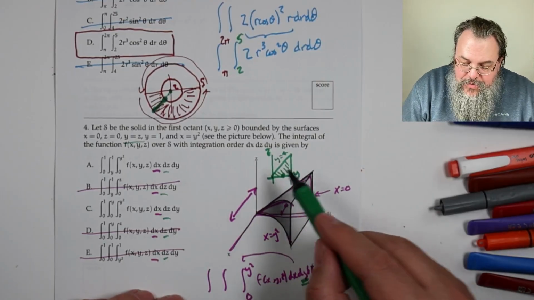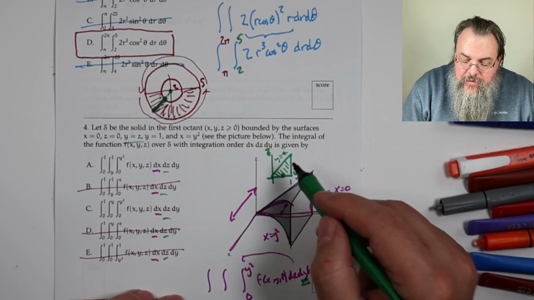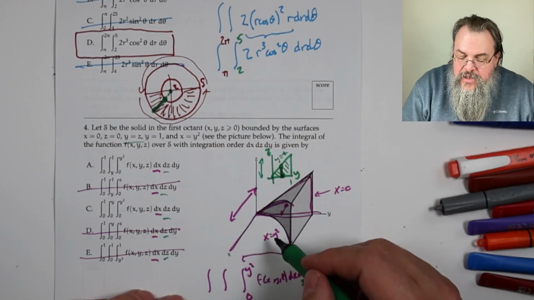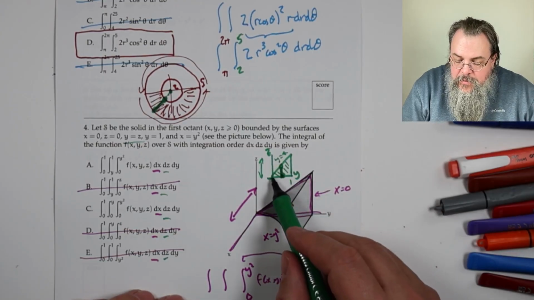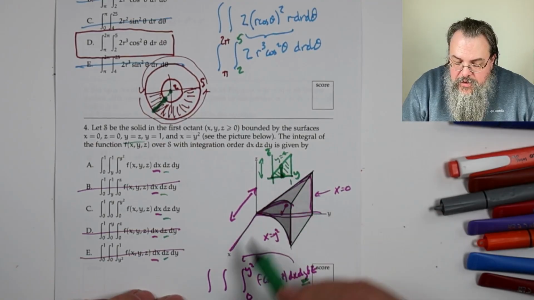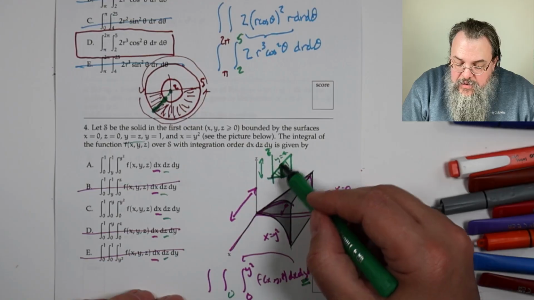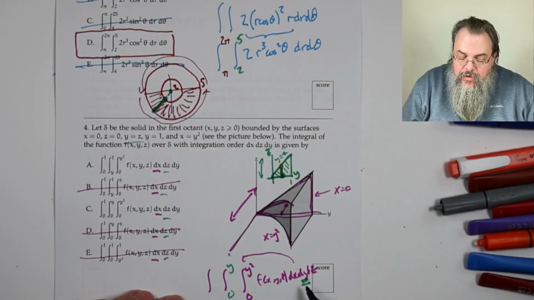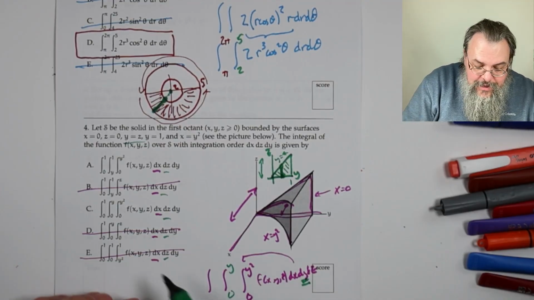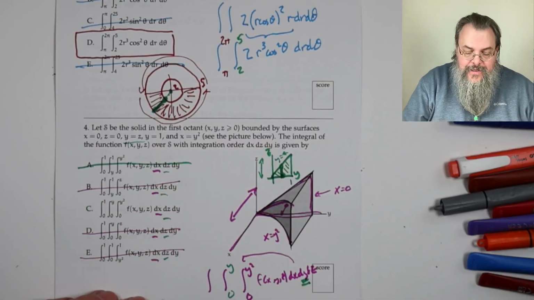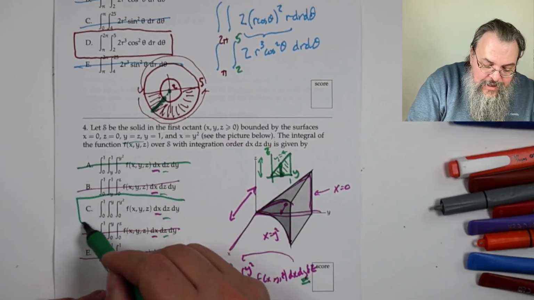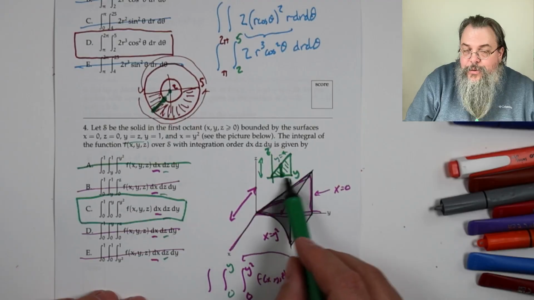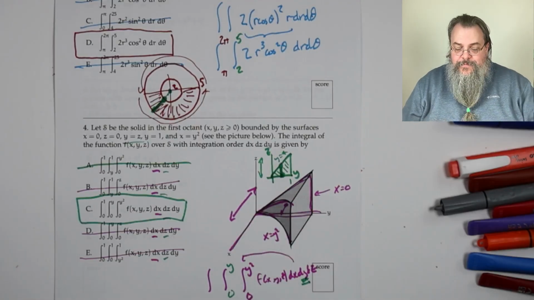Where does z go between? Well, z is going to go up and down, right? We got to go in the z direction. And where do we go? Well, we go from z equals 0 up to z equals y. Okay, so our next layer needs to be 0 to y. Okay, that rules A out. And now we're done. Now you might say, okay, well wait, what about y? Well, we can actually see it. Where does y go from? It goes from 0 to 1.